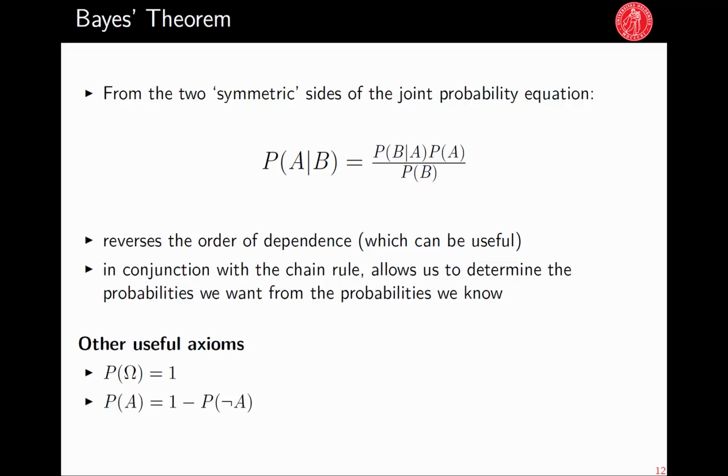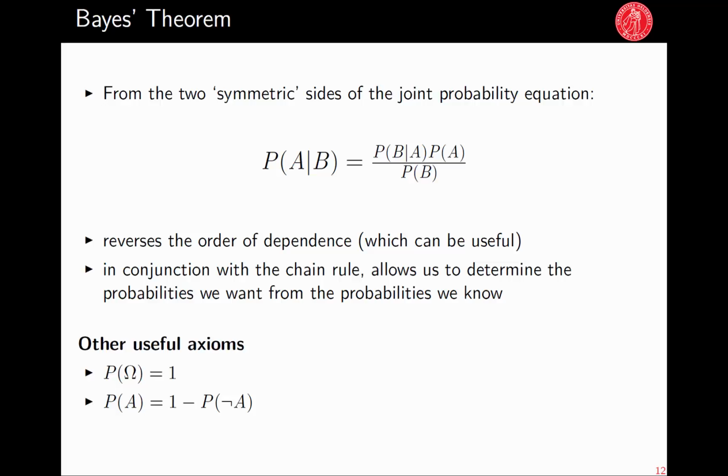And in conjunction with the chain rule, we'll often use Bayes' theorem to compute the probabilities that we actually want from the probabilities that we can know based on things we can observe. Finally, this is the last missing piece in the basics of probability theory.